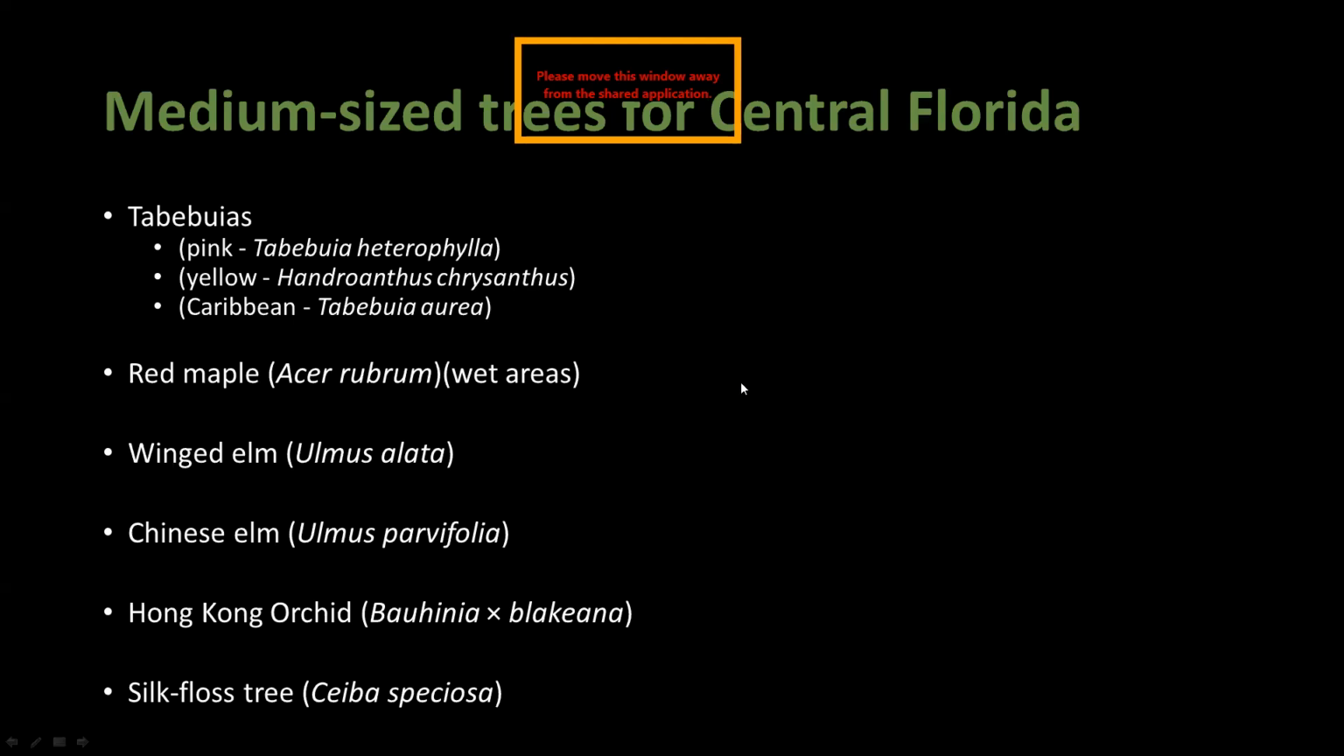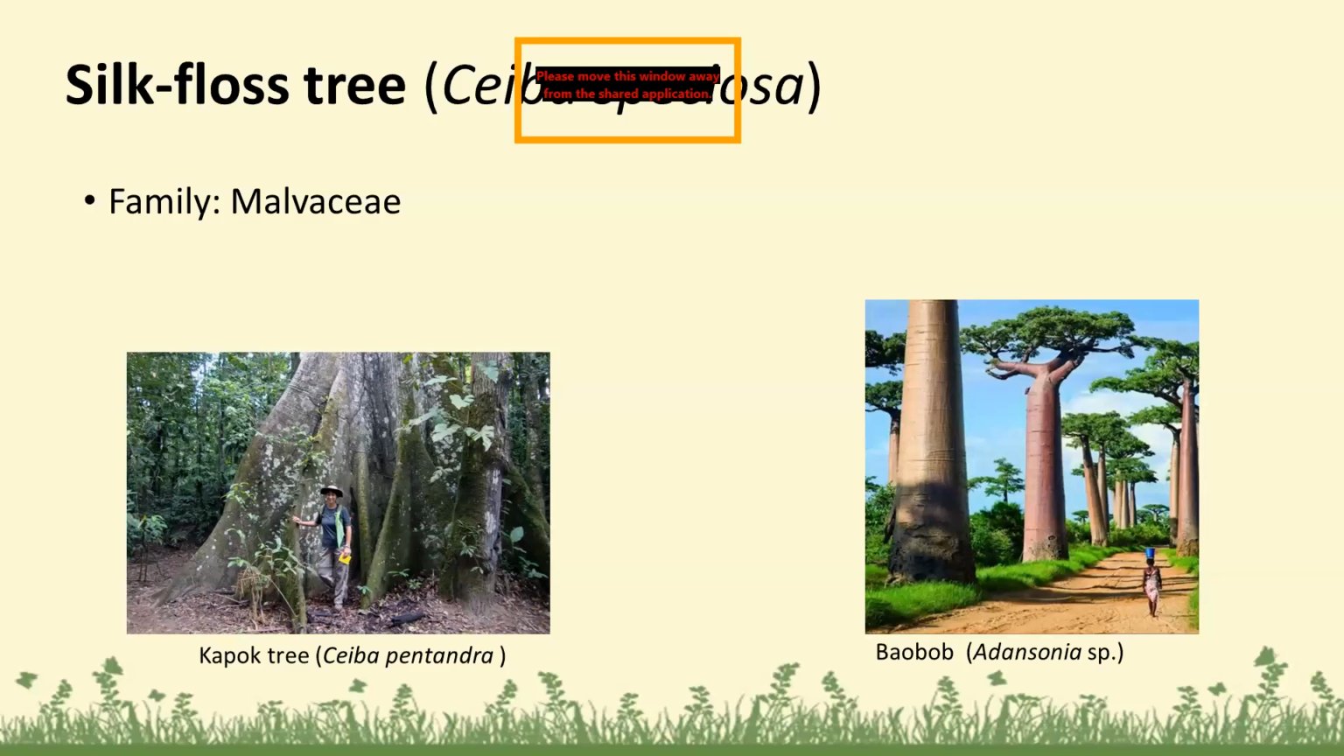So, okay, we're moving on to the medium-sized trees here. The first tree I've got listed is silk floss tree, which is an interesting one because it's in the family Malvaceae. And there are some pretty famous tropical trees from this family. Like the Kapok tree, a very large, buttressed tree from South America. But then baobabs are also in it, and they're from Africa and Madagascar.